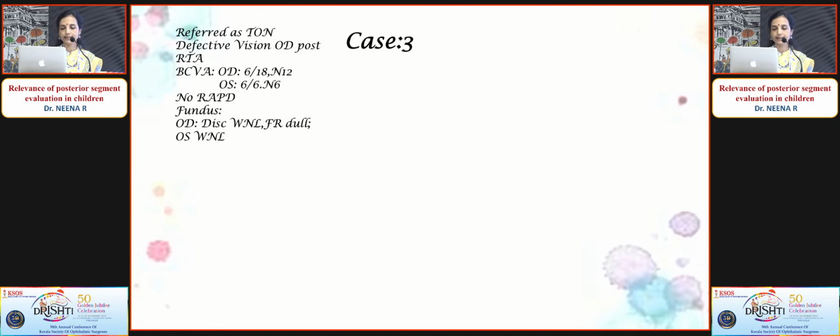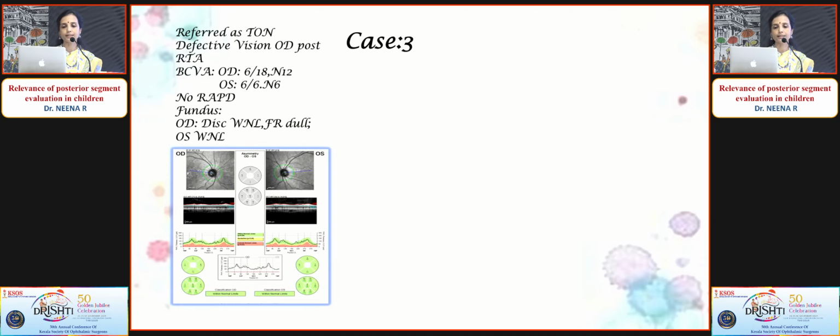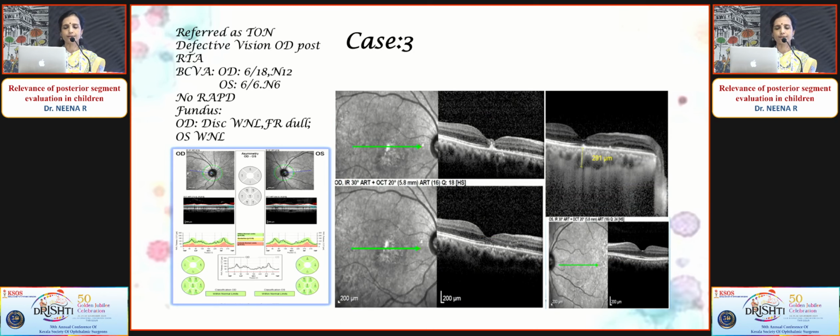So this was another case which was referred as traumatic optic neuropathy, defective vision after trauma. Left eye was good, right eye was 6/18, N12. No RAPD. Very important, you yourself check the pupil and the color vision. And fundus was looking normal, but in the right eye the foveal reflex was dull. We got an OCT done, retinal nerve fiber layer was good. With the no RAPD, I was sure it was not traumatic optic neuropathy.